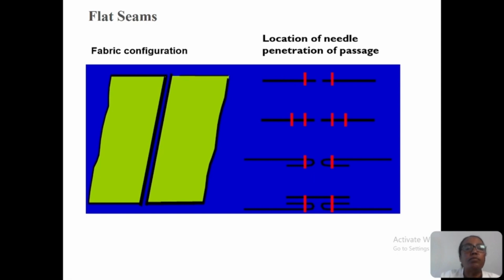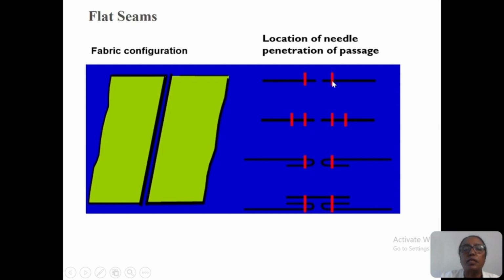Look at the flat seam fabric configuration and location of needle penetration. The two pieces of fabric are already prepared like this. So we join these two pieces of fabric by zigzag or a cover stitch, with no extra layer or extra seam allowance. The location of needle penetration is shown in red color.